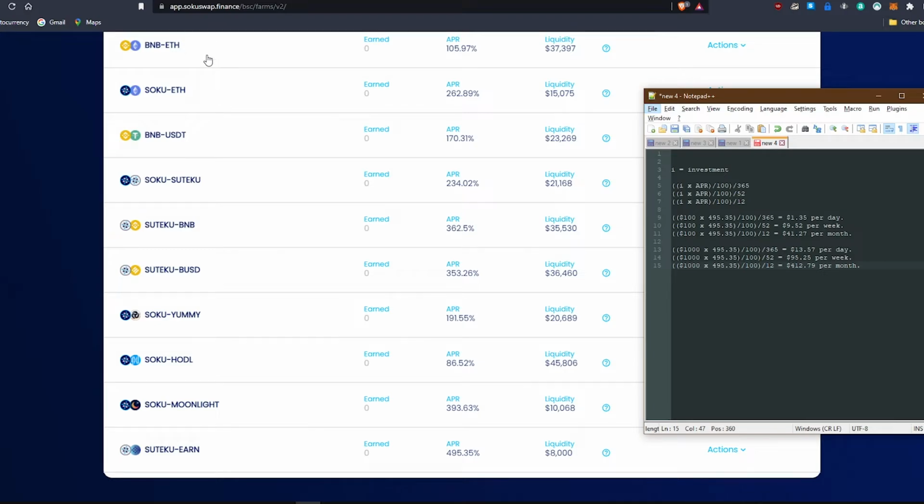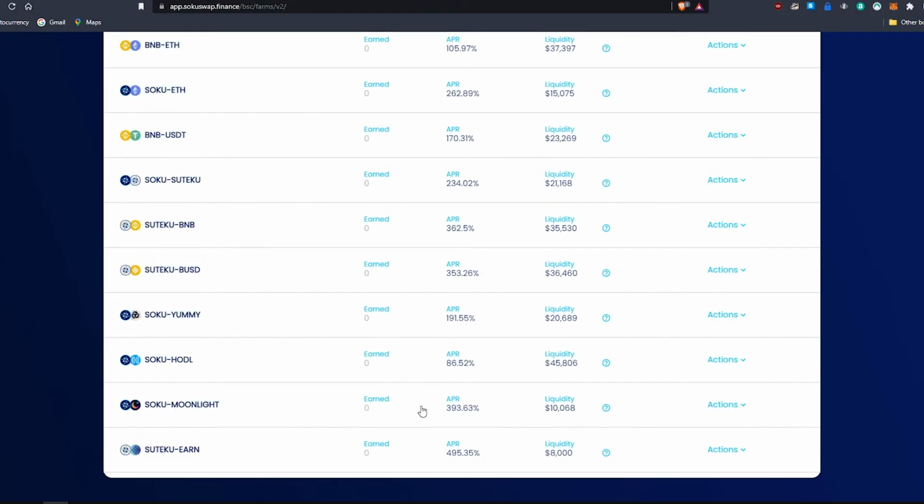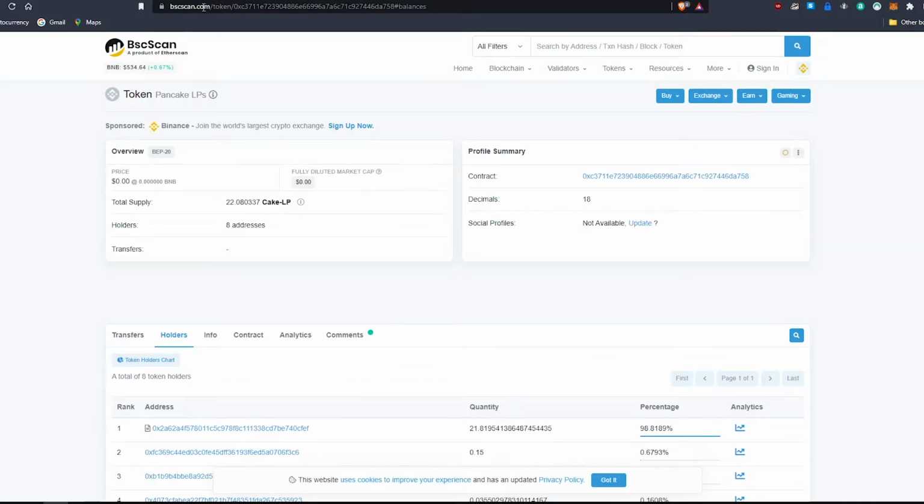Now, for the sake of keeping this video short, I have already found the contract for the Suteku Earn farm, and I will use that to show you that we have a total of 22.080337 LP. Now that we know the total number of LP we have, as well as the amount of liquidity we have, in order to calculate the LP value, what we will need to do is divide the total amount of liquidity, which is currently $8,000, by the total number of LP tokens.